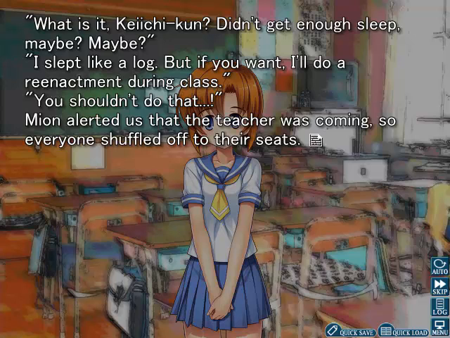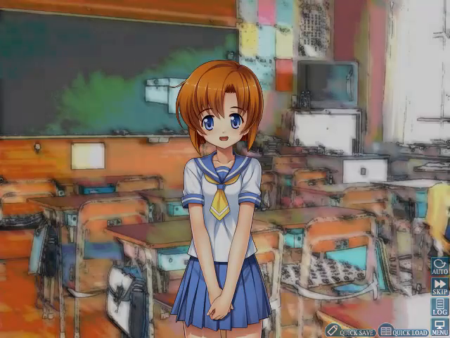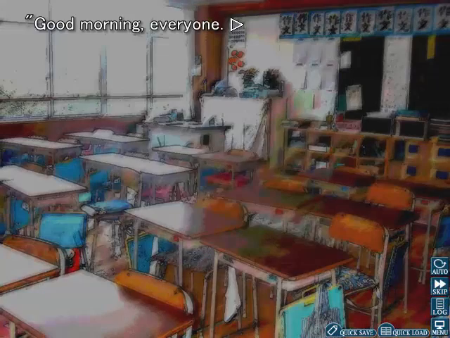In visual novels, you'll have the name and you'll have the dialogue and all that. For this case, it's written out like a traditional novel would be. The other letters that the teacher was coming, so everyone shuffled up to their seats. Which kind of makes it harder to tell who's talking until you read the next line, usually.